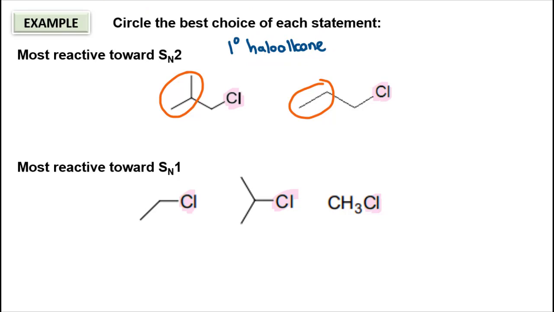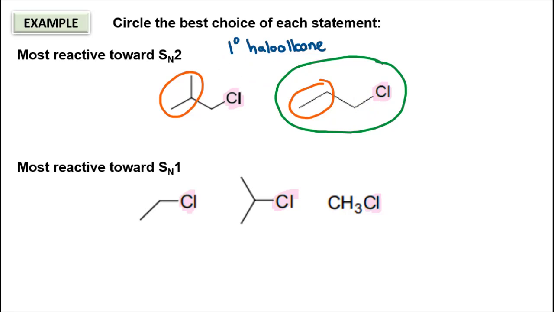But this one has a bulky group compared to this one. The bulky group makes it difficult for the nucleophile to attack the backside of the electron deficient carbon. So even though both are primary haloalkanes, this one is going to be the compound that is most reactive towards the SN2 mechanism because it doesn't have a bulky group, which is the steric hindrance. It is easier for the nucleophile to attack the backside of the electron deficient carbon.